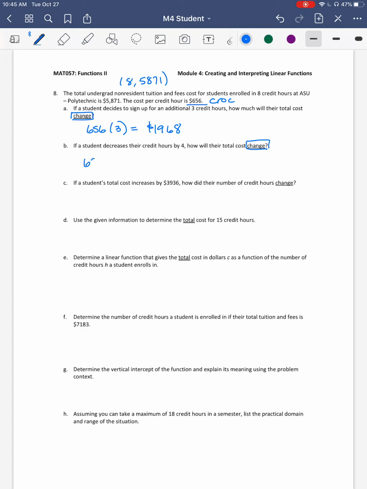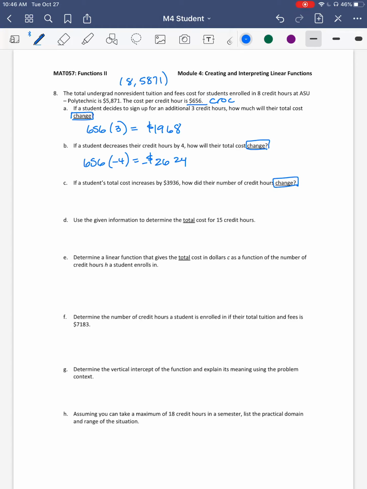All right, part B says if a student decreases their credit hours by 4, how will their cost again change? And so it's still going to be $656 per credit hour, but in this case, we're losing 4 credit hours. And so our cost is going to go down $2,624.